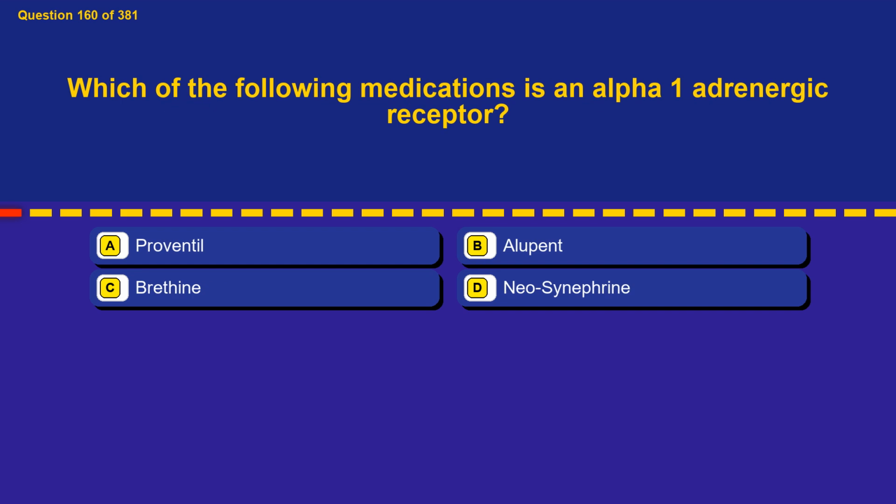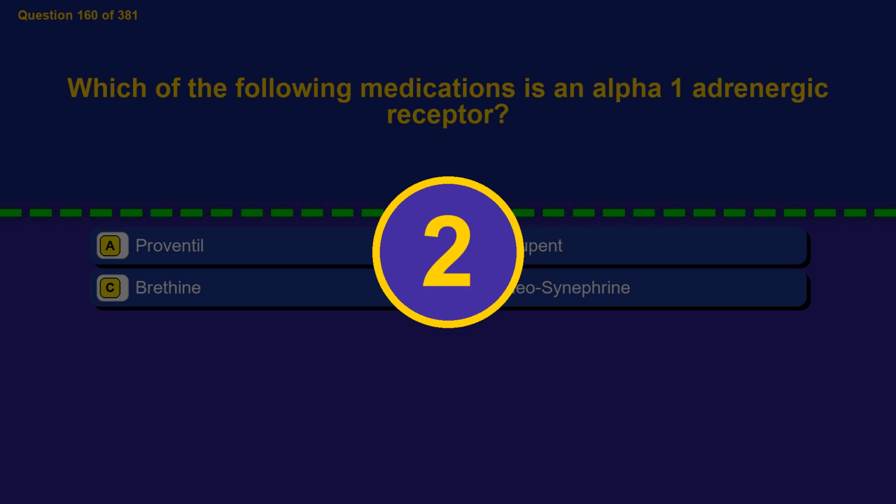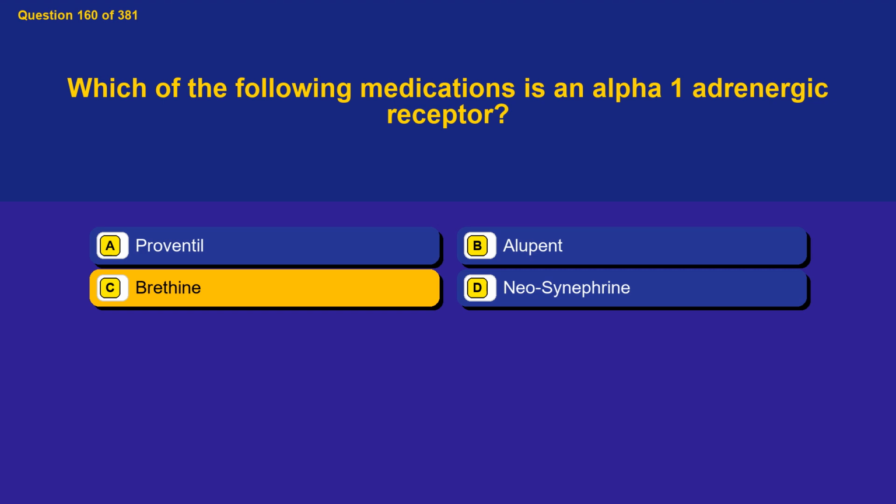Question 160. Which of the following medications is an alpha-1 adrenergic receptor? Option A, Proventil. Option B, Albuterol. Option C, Brethine. Option D, Neosynephrine. The correct answer is option C, Brethine.